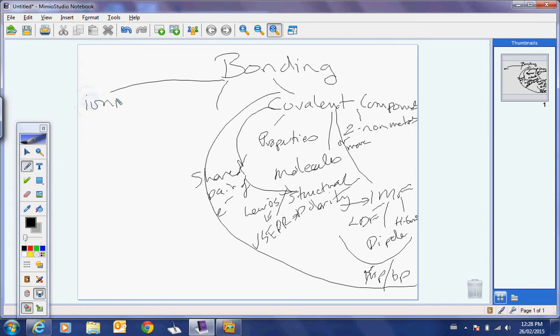Then we have ionic compounds. So therefore ionic bonds, and metallic bonds. Okay, and they are quite short and sweet sections. So, ionic bonds.